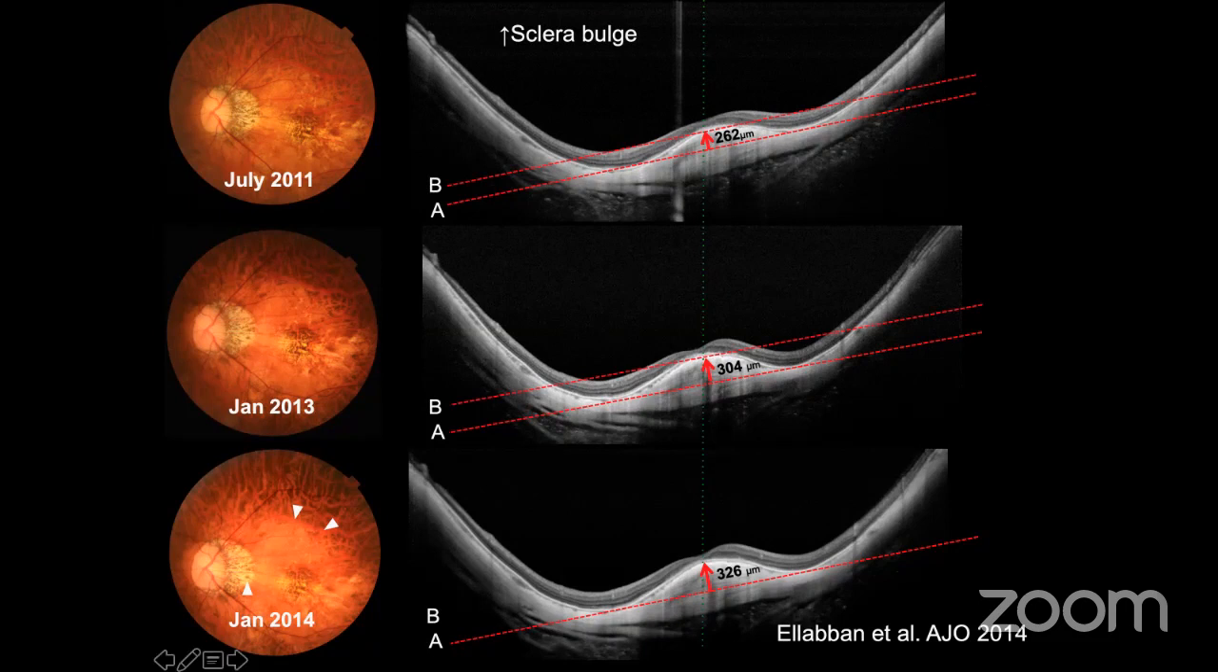Another way of analysis: if you draw another line here, this line is tangent to the RPE line. This line is at the edge of the bulge. If you look carefully over time, you can see this area appears here over time. This means that there is some deepening of the concavities over time. So the eye has elongated, but there is some sort of asymmetric expansion of the globe.